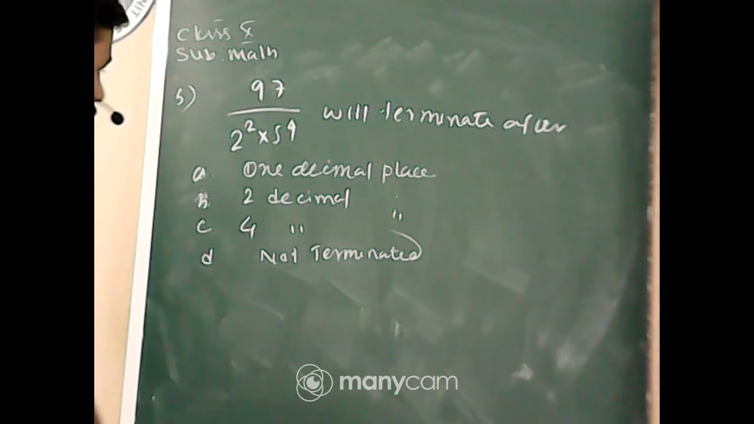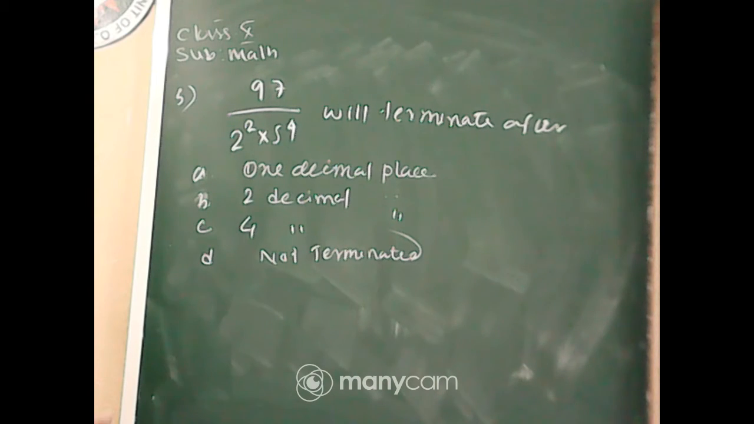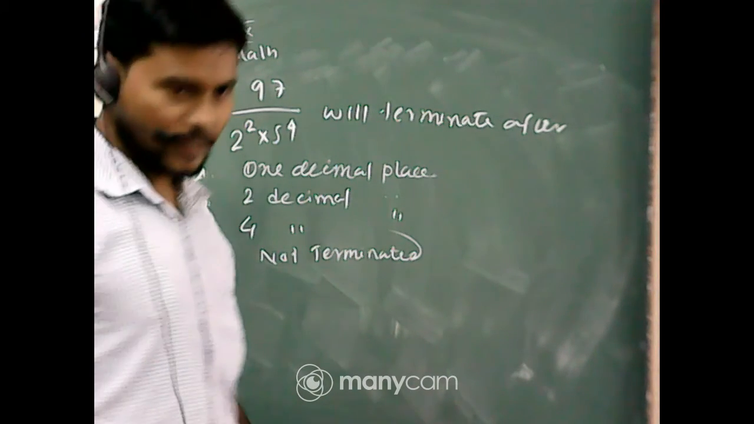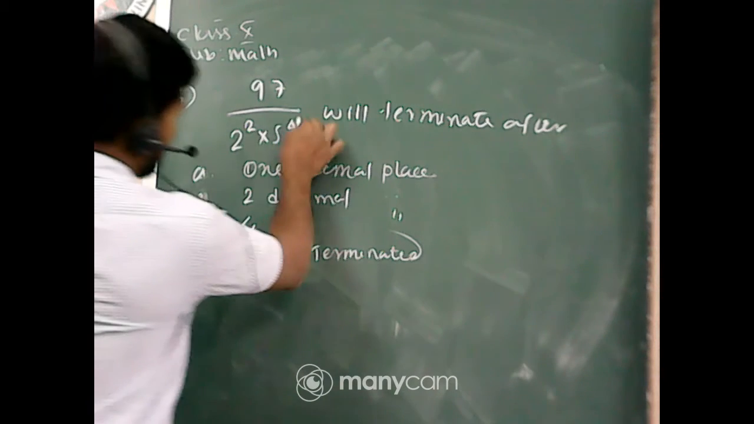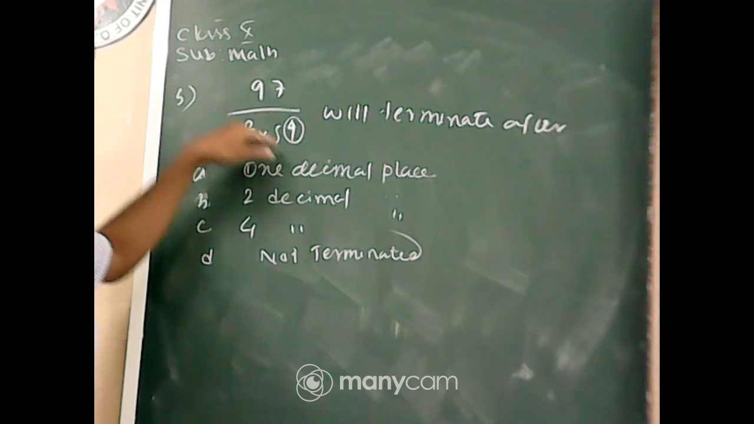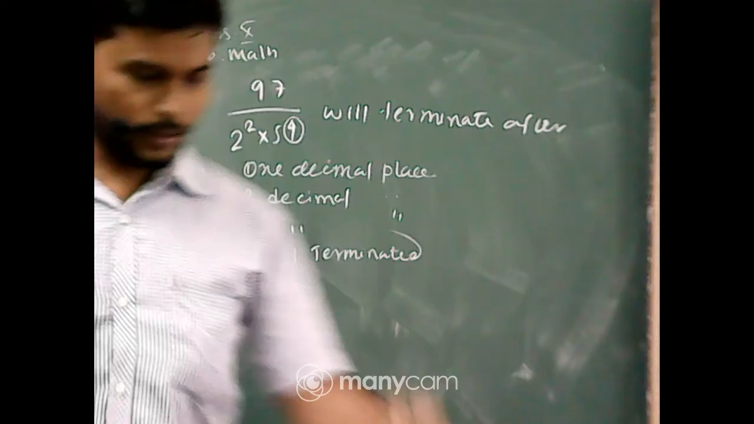You are saying the answer is C, which means it will terminate after 4 decimal places. Yes, you are correct. This number will terminate after 4 decimal places, because here the maximum power of 2 and 5 is 4. So it will terminate after 4 decimal places. Very good.